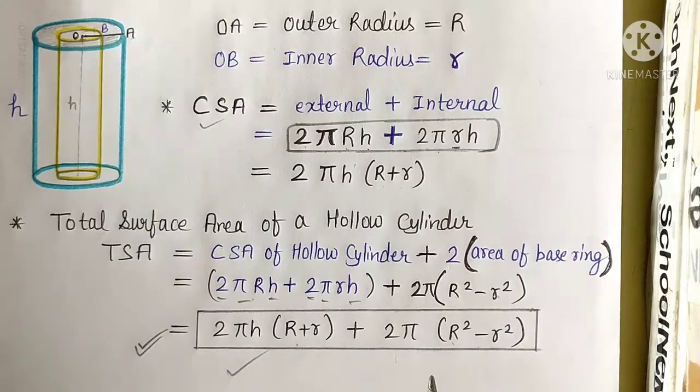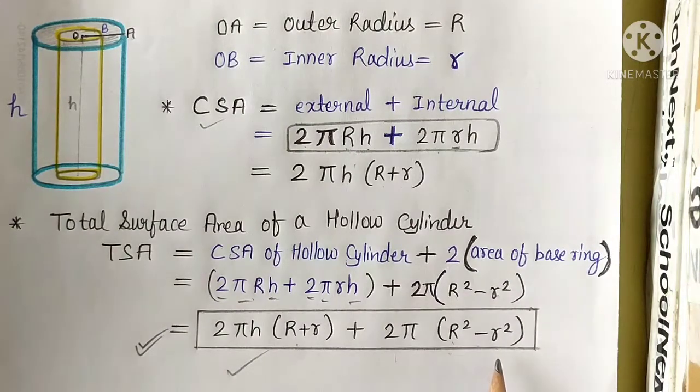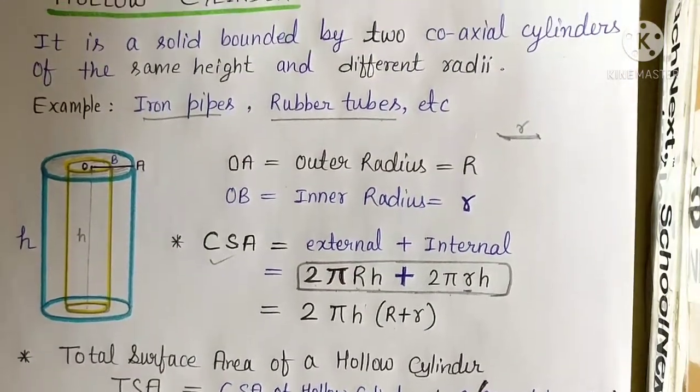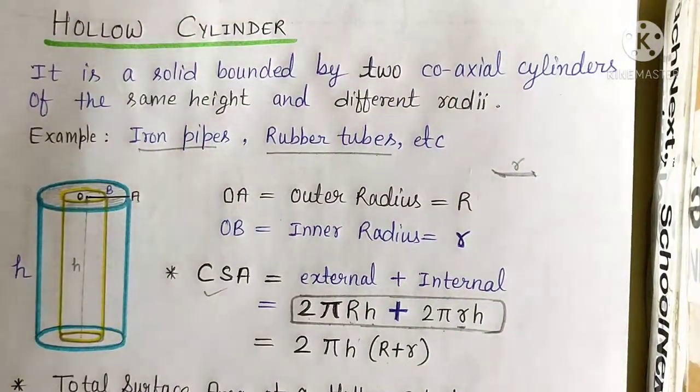You have to pay attention that you have to use these terms only. Capital R and small r you have to use. You can't write the same r here, because capital R denotes the outer radius and small r denotes the inner radius. So remember this thing whenever you are solving questions based on hollow cylinder.